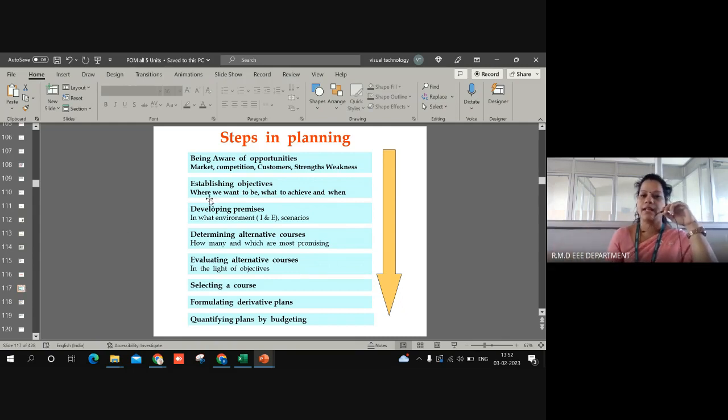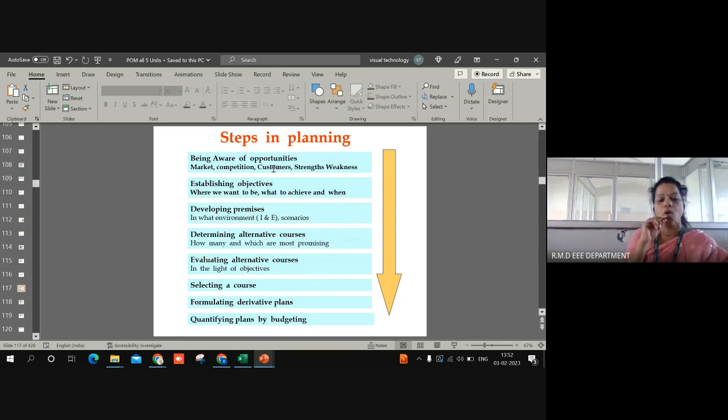So the first and primary step in planning is the identification of opportunities, that is, being aware of the market, competition, customer, strengths and weaknesses. So in general, we can say we have to do a SWOT analysis. SWOT is nothing but strengths, weaknesses, opportunities and threats. So before planning or before taking a decision, we need to do a SWOT analysis. So the first step in planning is the identification of opportunities. Awareness of the opportunities is the starting point of planning.